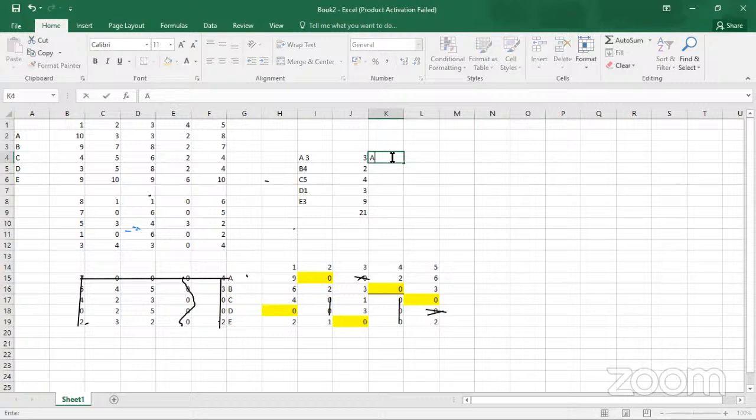Suppose A1, B4, C5, D3. Not D3, A3, I have given it wrong, I think. E3 is not there, no? E3. A is 2, no?